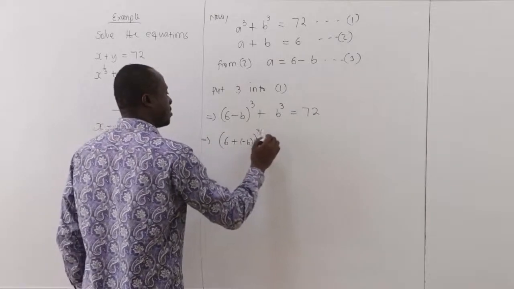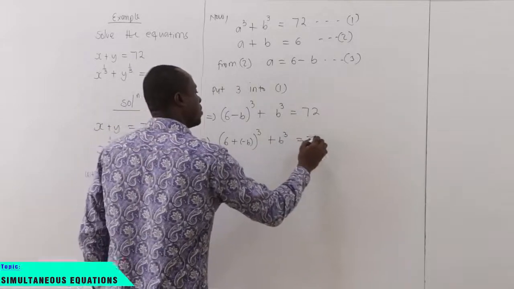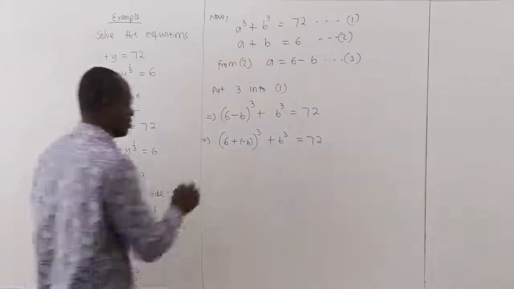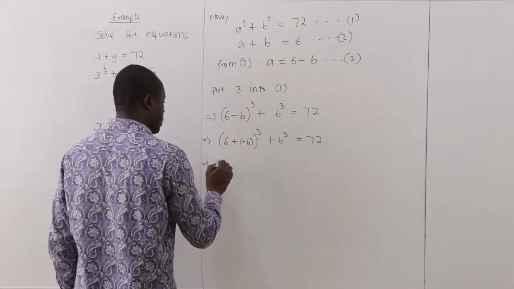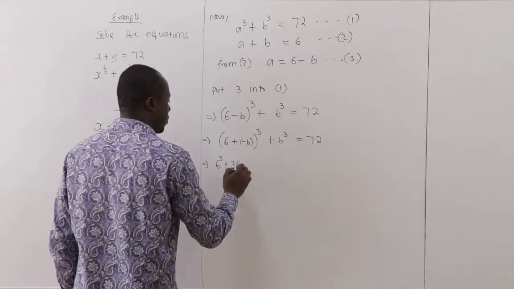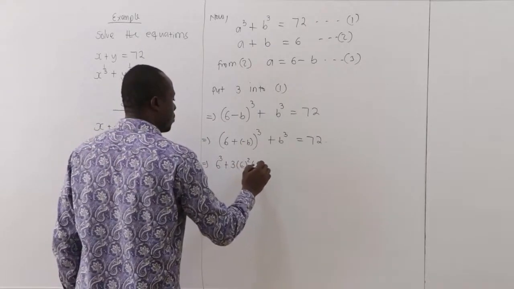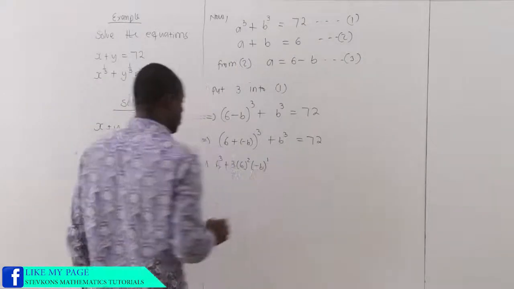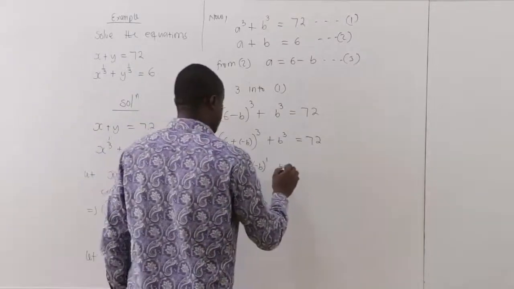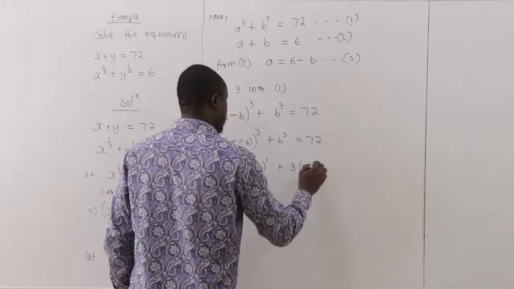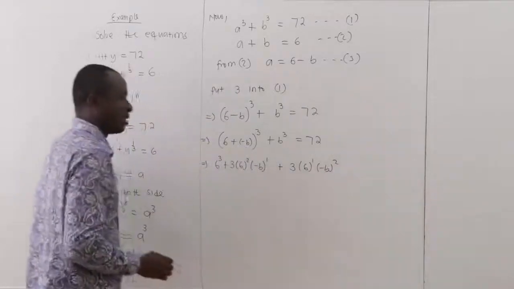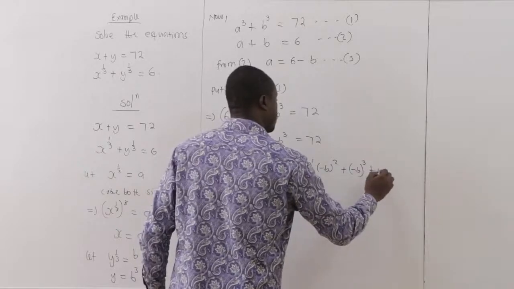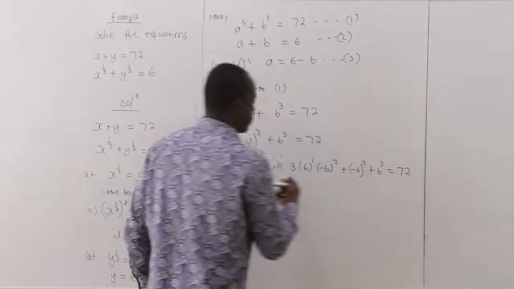Now we can rewrite this as (6 plus negative b) to the power 3 plus b to the power 3 equal to 72. Now let's use Pascal's triangle to expand this. When you expand this, what are you getting? That is 6 to the power 3, plus 3 times 6 squared times the b, which is negative b to the power 1, plus 3 times 6, this reduced by 1, and this we increase by 1, and the last one, negative b to the power 3, plus b to the power 3 equal to 72.